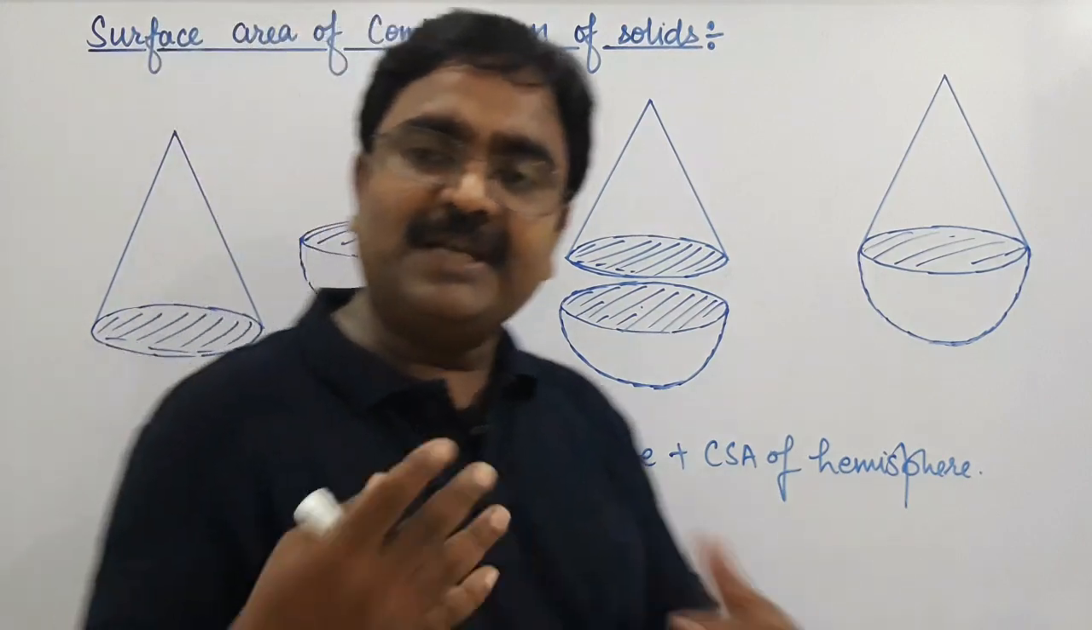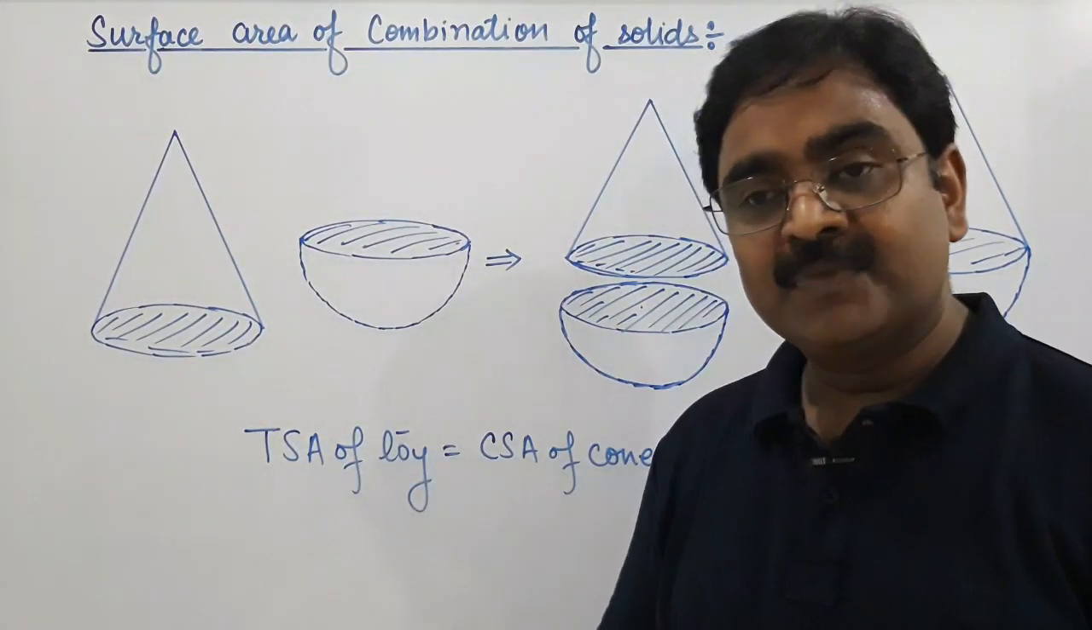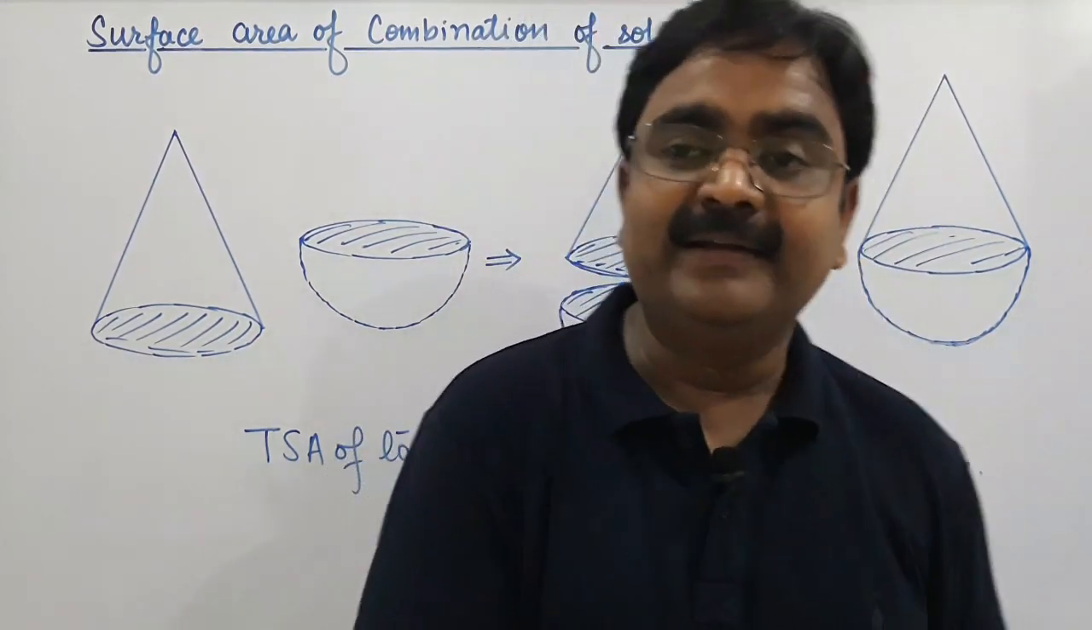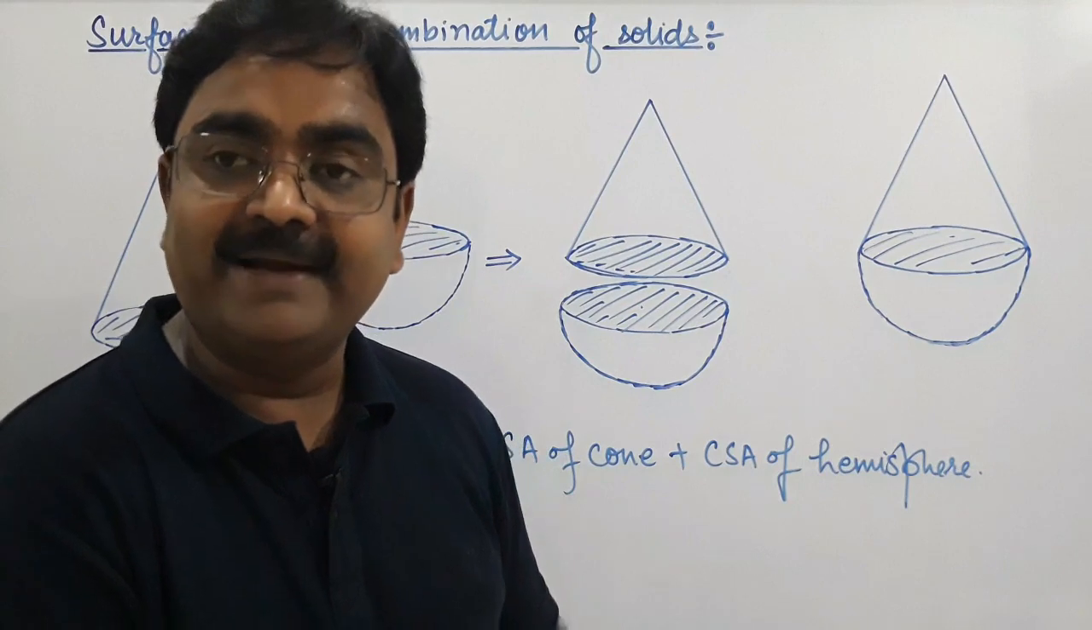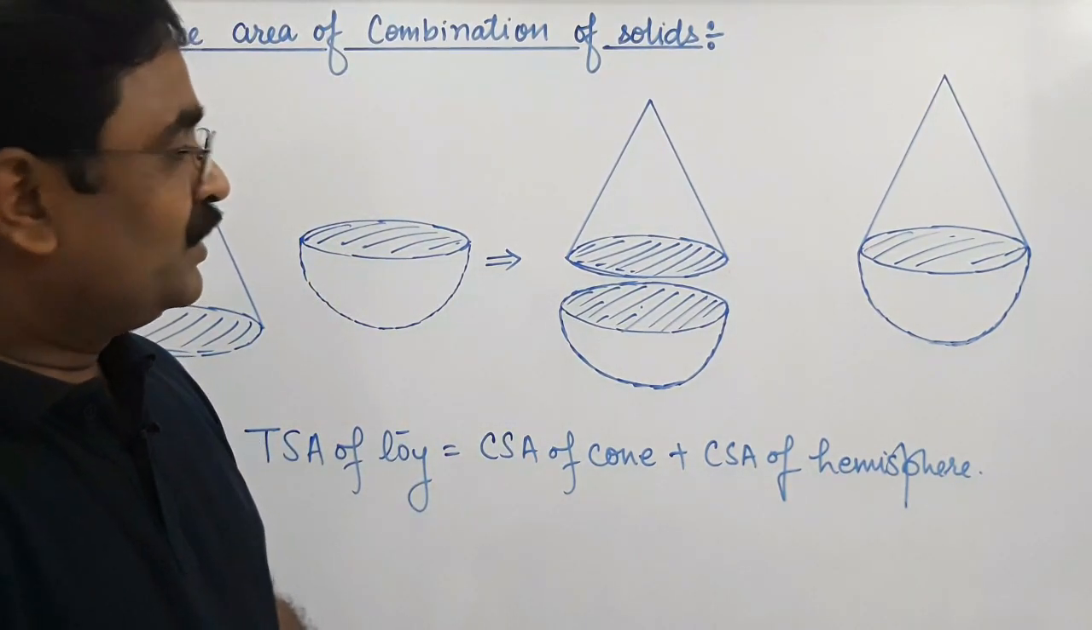Understood? So this type of combinations of solids we will get in our questions, that we have to find out their surface areas as well as the required conditions will be given. Understood? Okay.